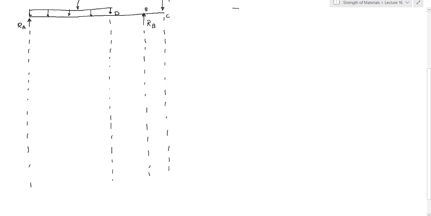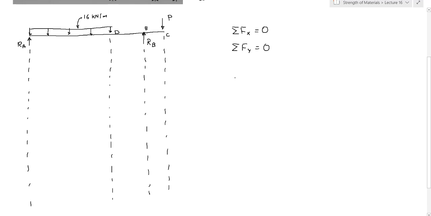So how can I find out? First of all, I have Newton's laws. Summation Fx is equal to 0, but there are no forces in the x direction. Next, summation Fy is equal to 0. So what are the forces in the y direction? You can see RA is upward, so RA. Then minus 16 kilonewton per meter, and it is acting for 4 meters, so minus 16 into 4. Then plus RB, then minus P, which will be equal to 0. So this will be RA plus RB minus P is equal to 64. This will be my equation number 1.